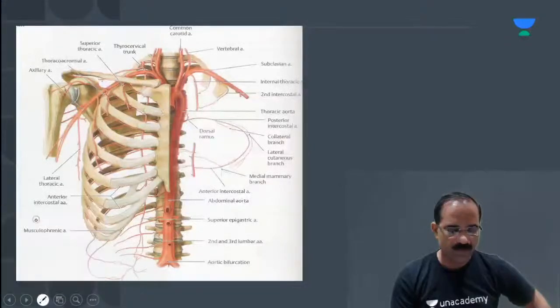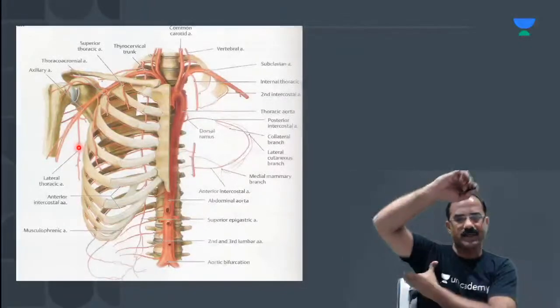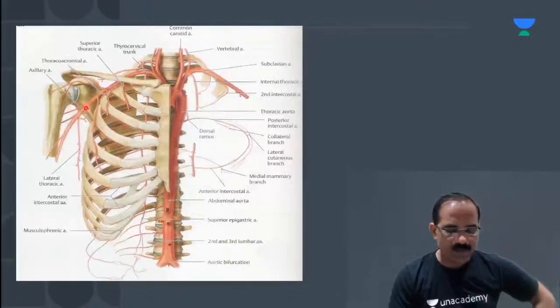Have a look at this now. What is this area that we're looking at? This area is the axilla. Yeah, axilla. That means this is the axilla. And what are the boundaries of this axilla?